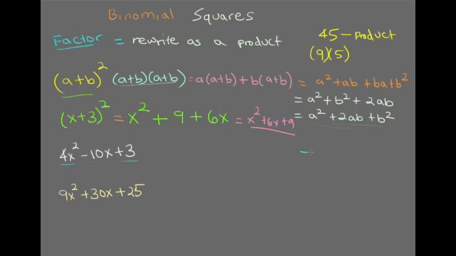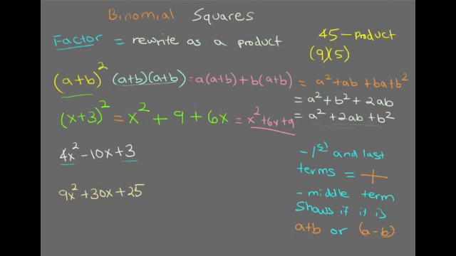So, number 1, the first and last terms are positive. And the second rule is that the middle term shows if it is a plus b or a minus b whole squared.